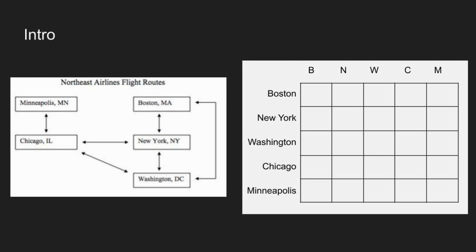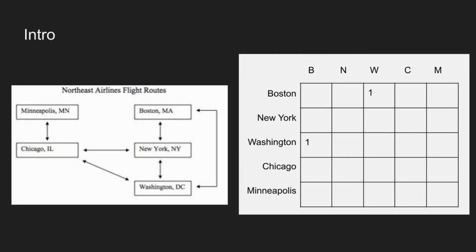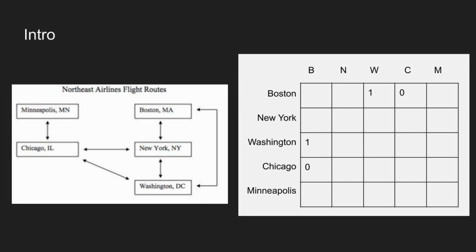Now, if a city has a direct connection with another city, a 1 is placed in the two spots where they intersect. Otherwise, put a 0. For example, take Boston and Washington. They have a direct connection. So a 1 is placed in these two spots. Now on the other hand, take Boston and Chicago. They have no direct connection, so a 0 is placed in these two spots.